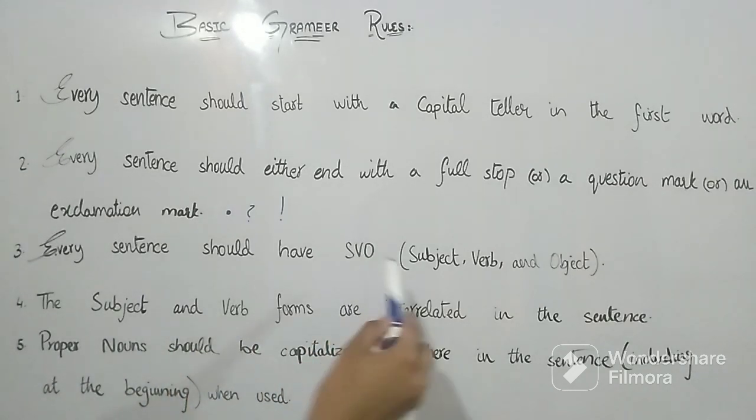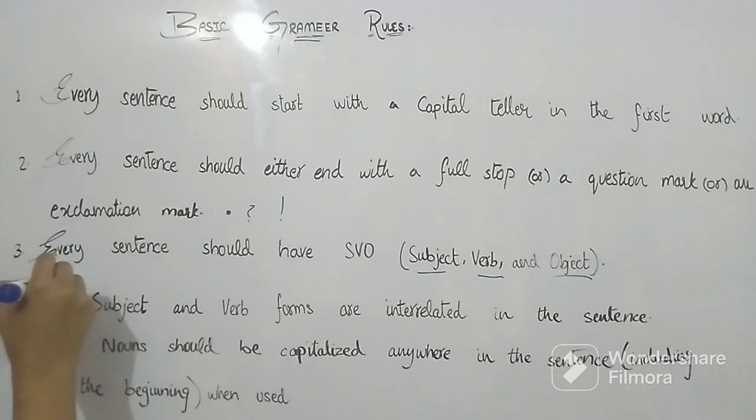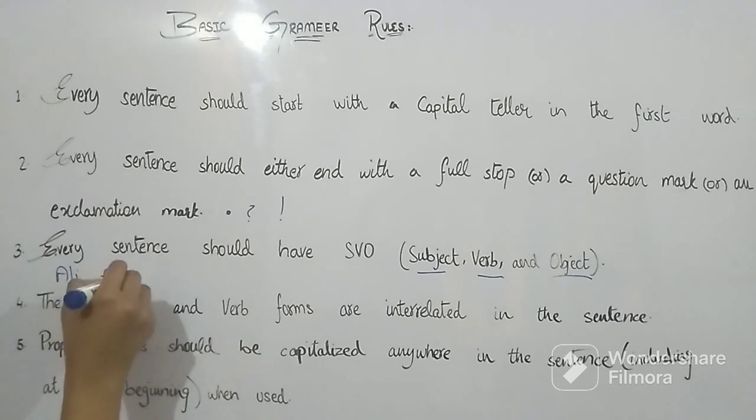Third rule, every sentence should have SVO. What does it mean? Subject, verb, and object. So every sentence should have a subject, verb, and object, just like Ali eats food. Now, Ali eats food. This is a basic sentence. See now, if I write over here, Ali eats food.